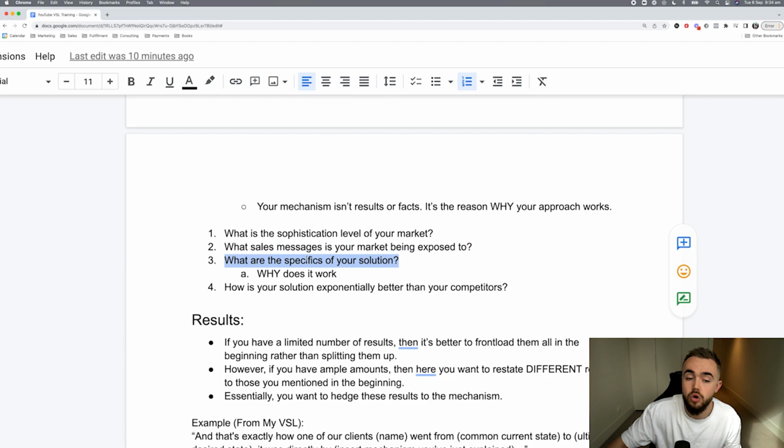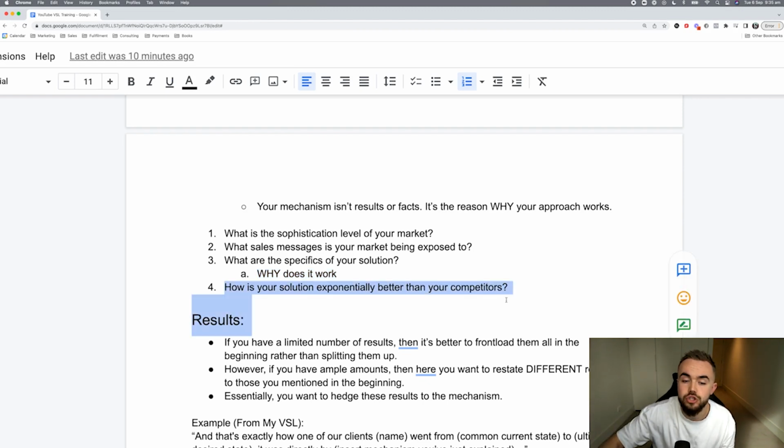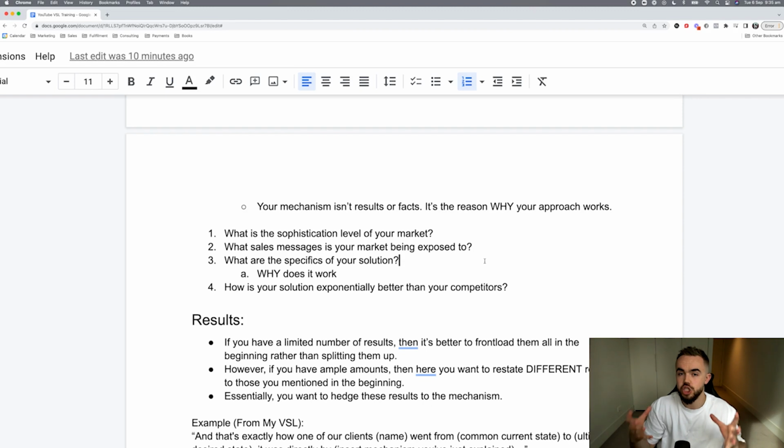And then we've also got, obviously, what are the specifics of your solution? This goes back to why does it work? As I say, with me, I know why my VSL works without me needing to say any result or how it works. It's like, here's a result, and here's why it works, because of the brain stuff, right? And then also, how is your solution exponentially better than your competitors? As you start to answer these questions, you've got to spend some time on it, but you'll be able to form a mechanism surrounding why and how your solution is different and exponentially better or superior to every other option in the market, okay?